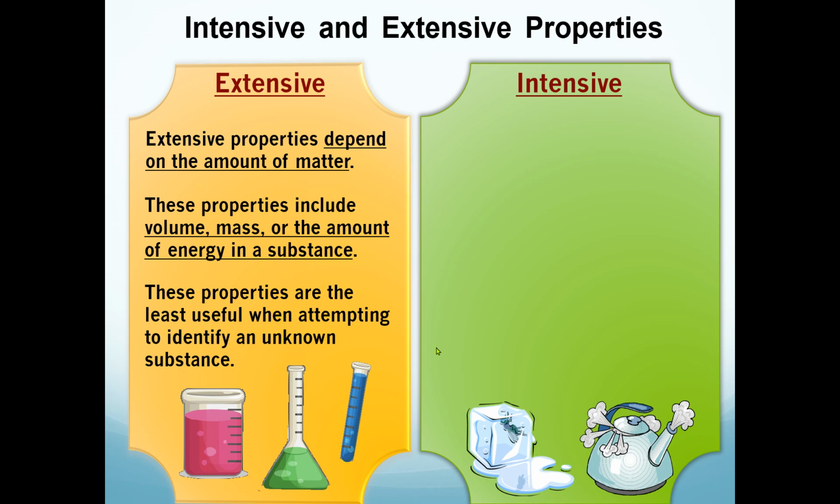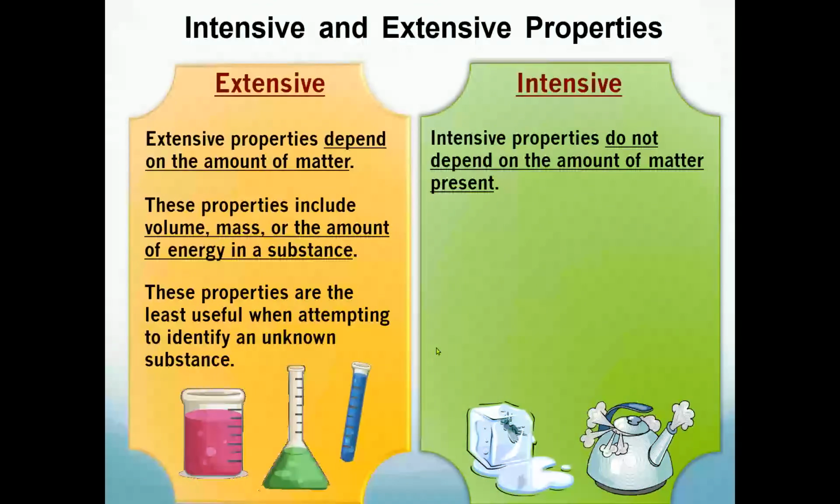Now, intensive, these are more internal qualities or properties. Intensive properties do not depend on the amount of matter present. So if I've got 100 grams of matter, it's going to have the same properties. If I say I have H2O, if I have 100 grams of mass, my matter is still going to be H2O. So let's take a look. What are some examples?